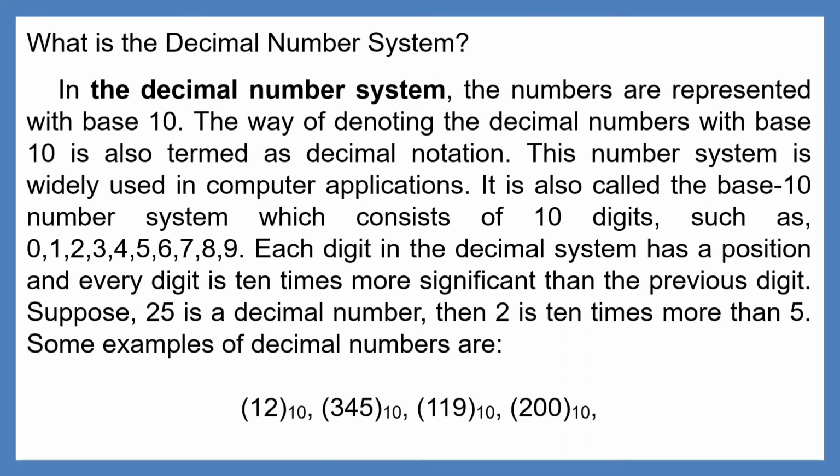So we have 12 base 10, 345 base 10, 119 base 10, and 200 base 10. So these are the examples of a decimal number system. And also the decimal number system is commonly used in our daily lives.